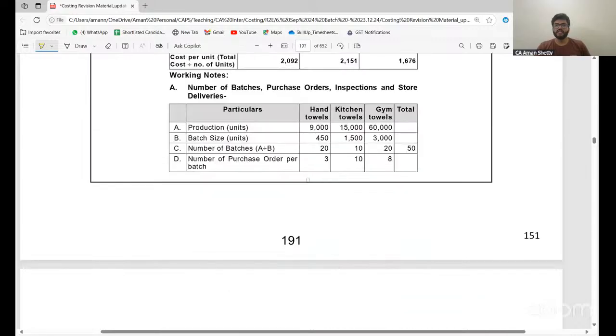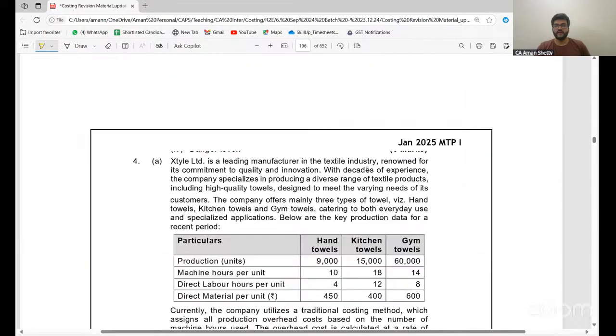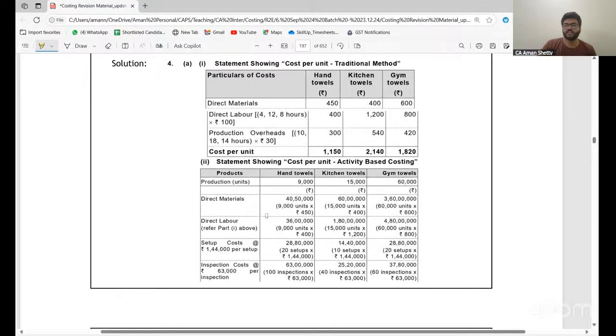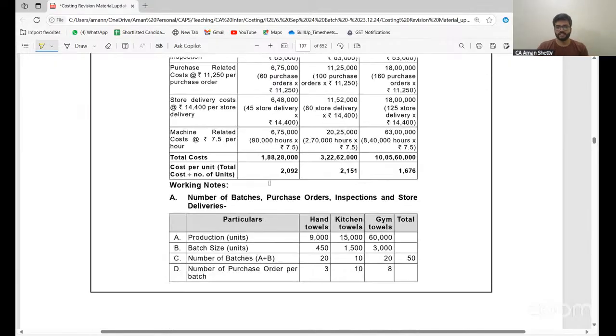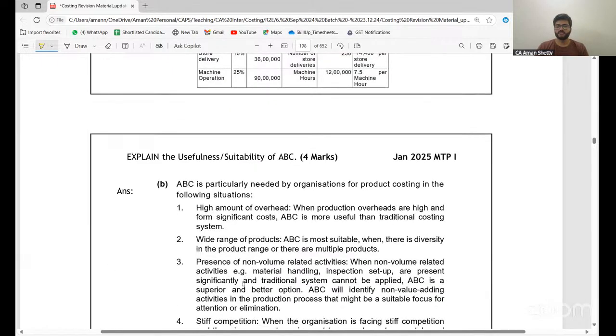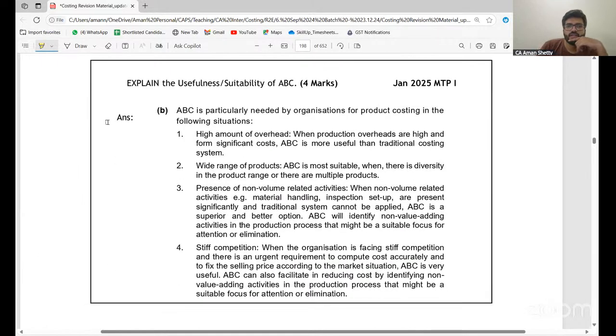Okay, this is an MTP question, but 6 marks are there. 6 marks, okay, see the number of workings you have to do. First this, then this one, right? And still it's not done. This also is a part of the question for 6 marks. Explain the usefulness or sustainability of ABC for 4 marks. Okay. Again, important. Go through this.